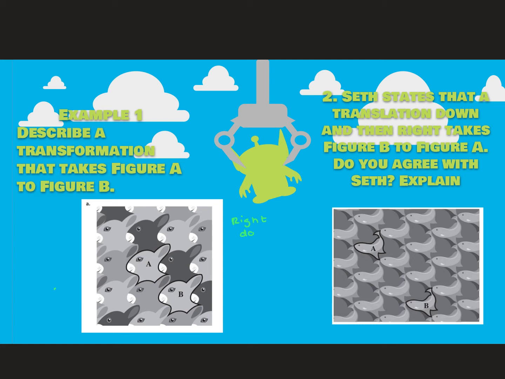and then down. Maybe I should write it over this side. So I'm just going to write right, down. So that's one option. Then I can also go left. Excuse me, not left, because we're going from A to B. So I could also go down and then right.